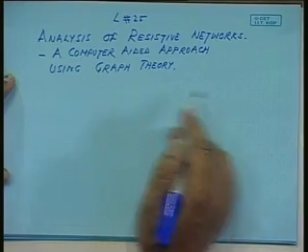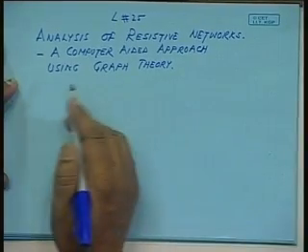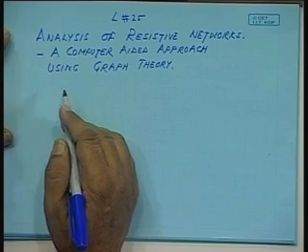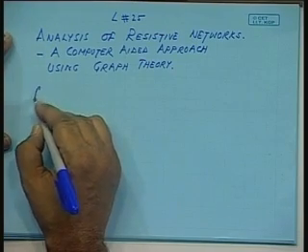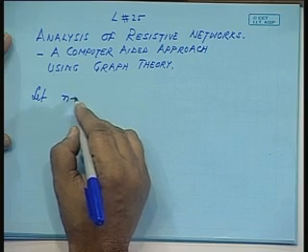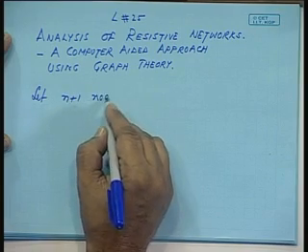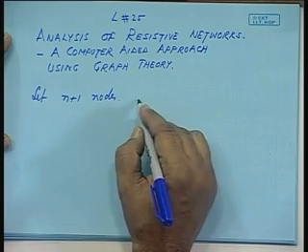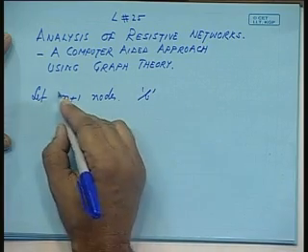Good evening friends. Today we shall be taking up analysis of resistive networks, a computer aided approach using graph theory. So, we will be going back to the equations that we derived in our earlier lectures on graph theory. So, let us have a system of n plus 1 nodes and b number of branches.